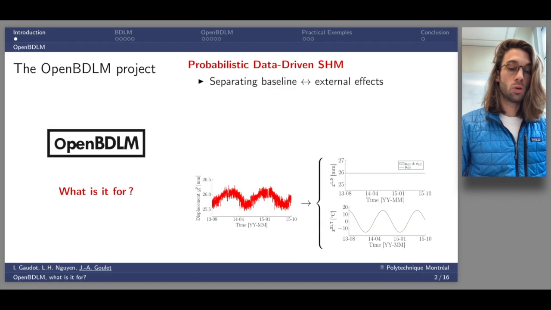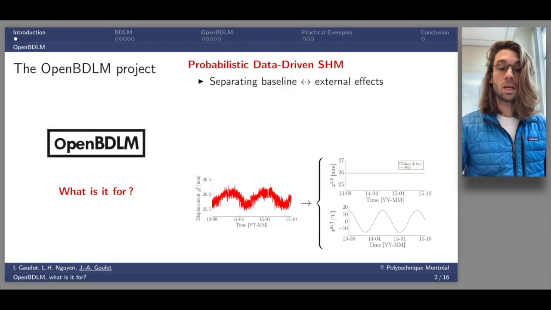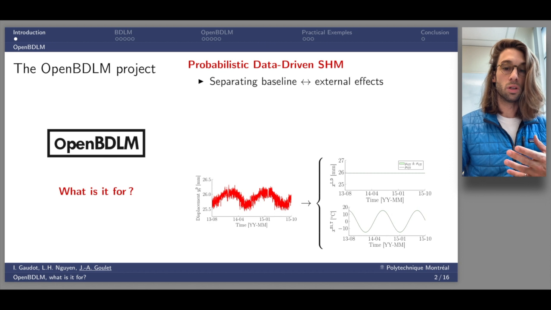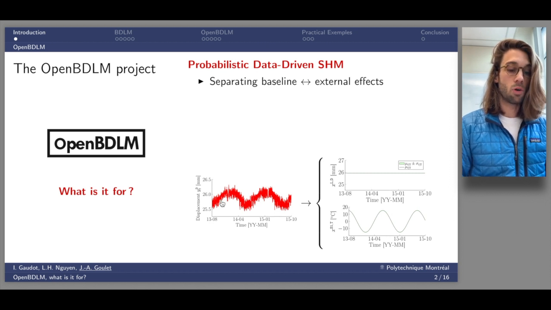What we want to do first is to be able to separate what is the baseline behavior, so the behavior of a time series or a system without the external effect. So separating the irreversible from the reversible effect. As we can see here, we have a raw time series, and we want to separate this into its baseline and its reversible, in this case seasonal, effect.